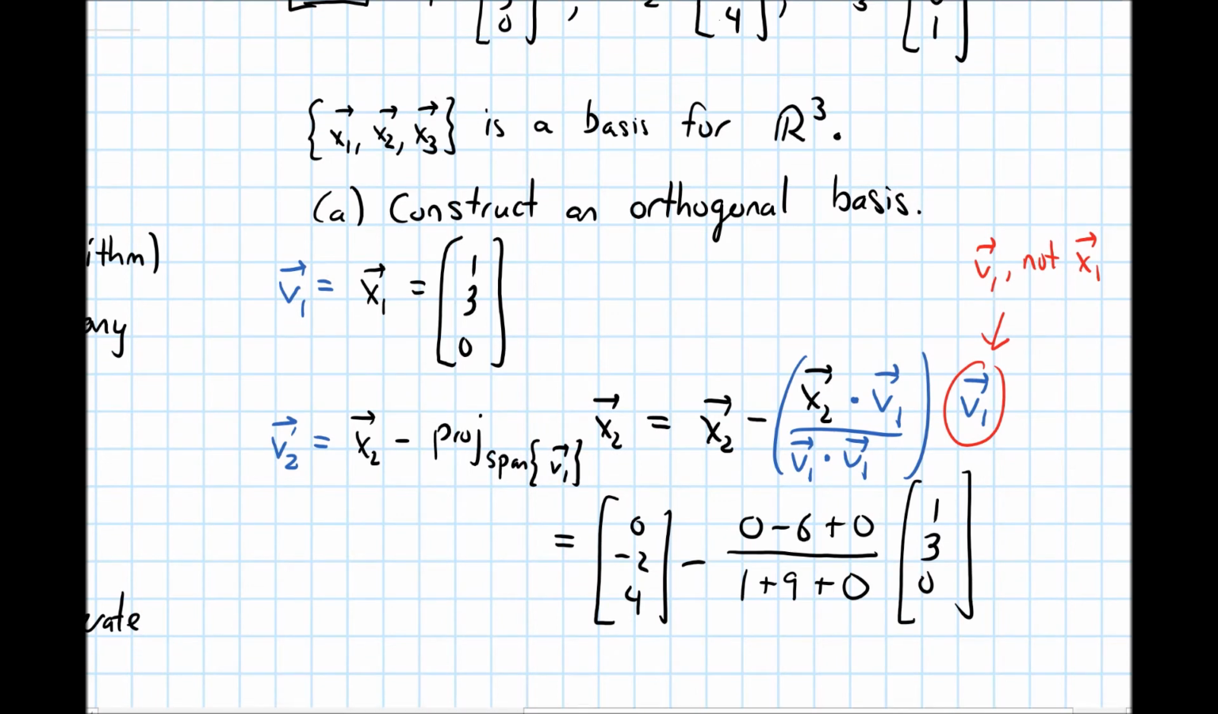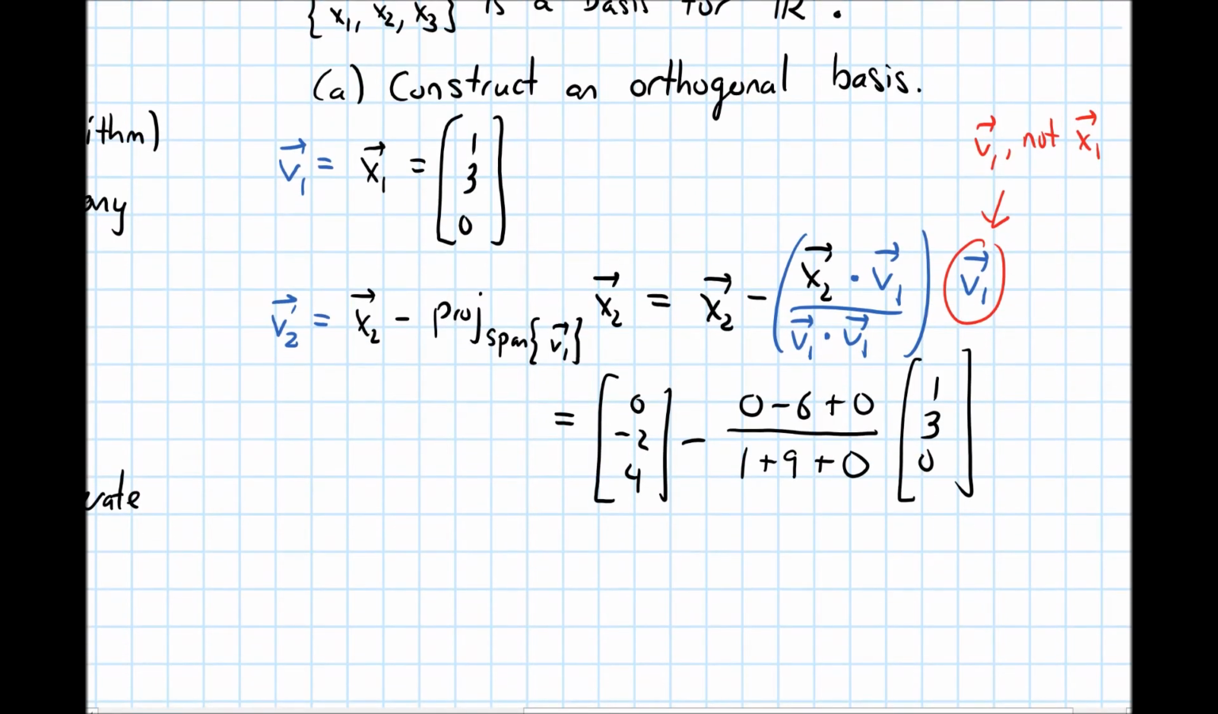All right, so let's simplify. So this fraction right here, we get negative 6 on the top, 10 on the bottom, and then with the negative in front, this will actually simplify to positive 3/5. So we're going to get some fractions here. So here is an important tip. When you do the Gram-Schmidt process, when you encounter fractions, you can simplify your work if you factor out the fractions.